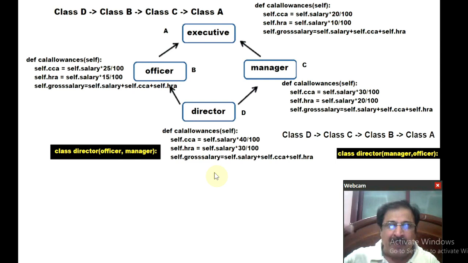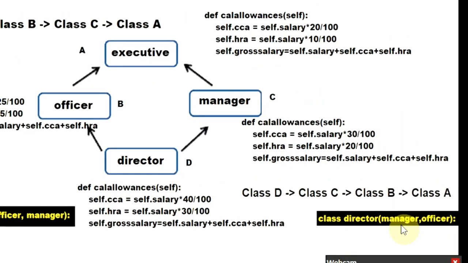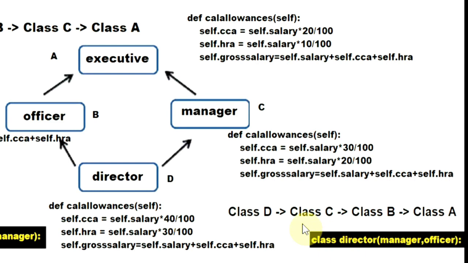That is, in MRO, method resolution order, if this is class A, the officer class is considered as B, the manager class is considered as C, and the director class is D, in that case, the DLR sequence will be followed. That is, class D will be searched for the desired function. If that function is not found, then class B is searched, and if it is not found, then class C is searched, and finally class A is searched. But it also means that if you reverse it, that is, if the director class inherits the manager class followed by the officer class, the sequence will be somewhat like this. Class D will be searched, then class C, that is the manager class, will be searched for the desired function. If not found, then class B, and finally class A.